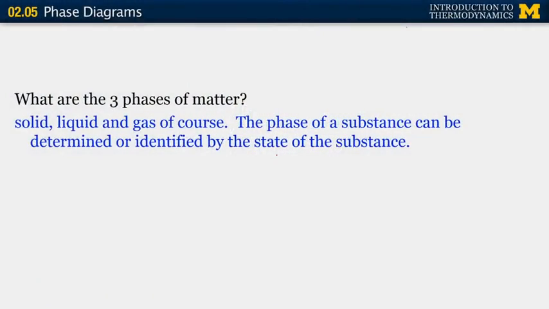Okay, welcome back. Hopefully, again, that was an easy one for you. Solid, liquid, and gas, of course, are the three phases of matter. What's important for us to realize in this class is that the phase of a substance can be determined or identified uniquely by the state. So if I give you the state conditions, you would be able to go, hey, that's a liquid or a gas. Now, you might think, well, that's kind of intuitive. It's air. When is air not a gas, for example?